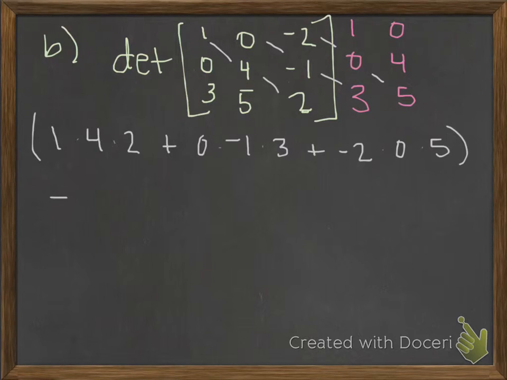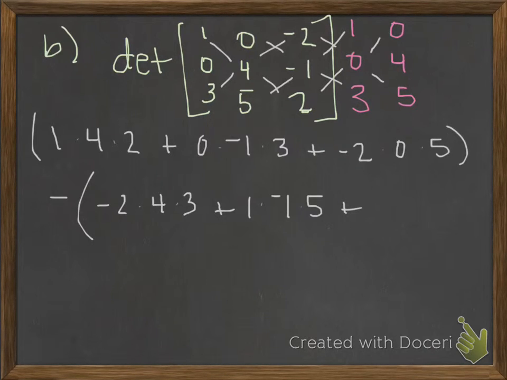Now we're going to subtract, and we're going to go the other direction. So the other direction, I have negative 2 times 4 times 3. 1 times negative 1 times 5. And lastly, 0 times 0 times 2.